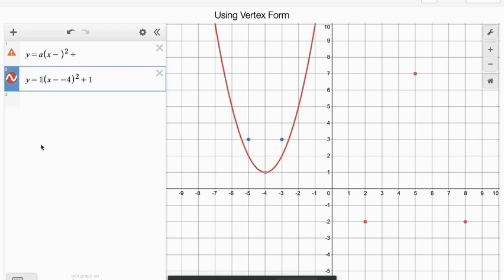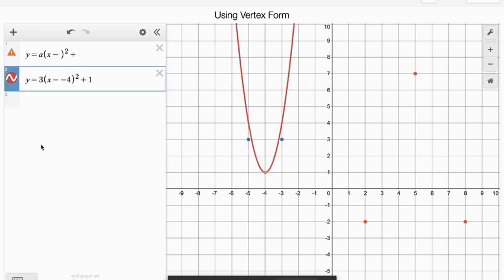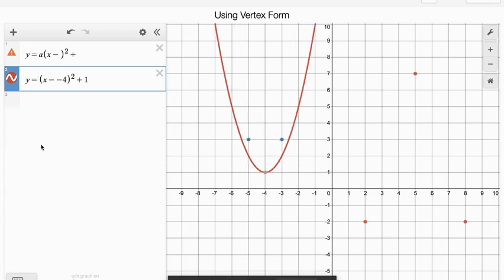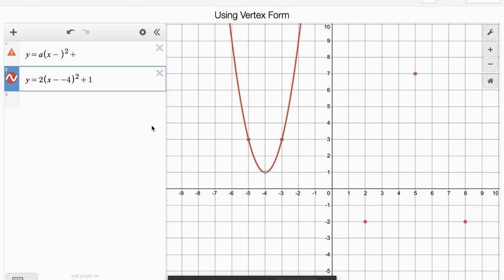Maybe I say, what if a is 3 instead? Well, now I've stretched it too much. So I'll throw in a 2 instead, and sure enough, I've stretched it so that it now matches all 3 points. All right, so that is our first case.